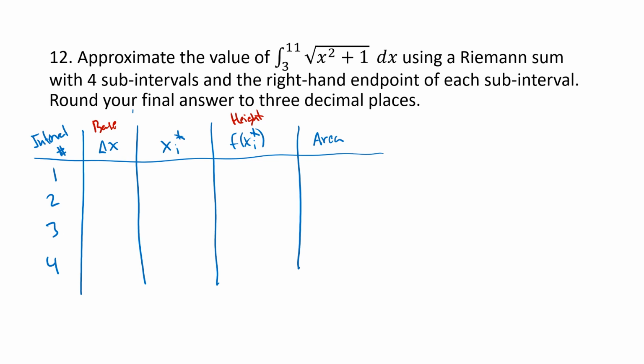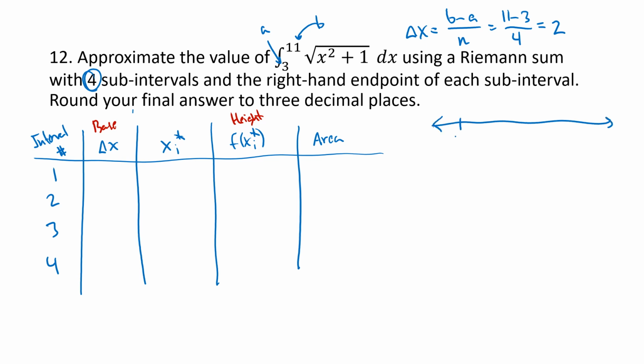Now to figure all this stuff out, I'm going to draw a little number line. So my b value is 11, my a value is 3, and my n is 4. So delta x is b minus a divided by n. In this case, that's 11 minus 3 divided by 4. That works out to be 2. So on my number line, I'm starting at 3, I'm ending at 11. And at each step, I'm going up by 2. So 3 plus 2 is 5, 5 plus 2 is 7, 7 plus 2 is 9, and then 9 plus 2, and that is 4 subintervals.